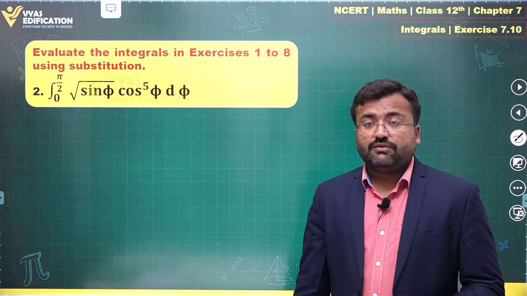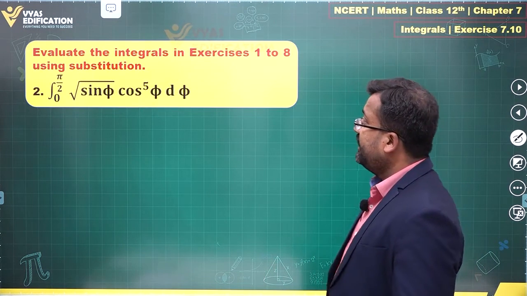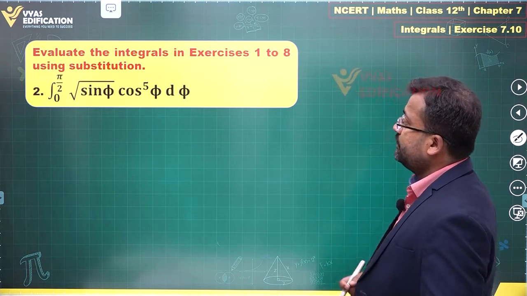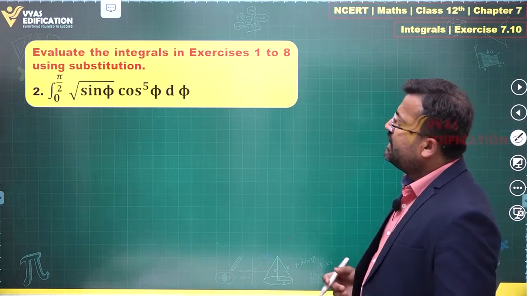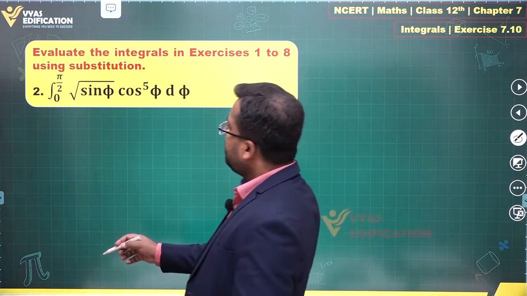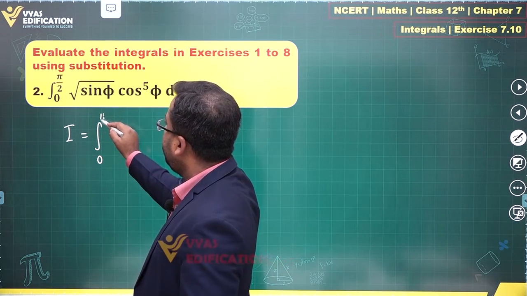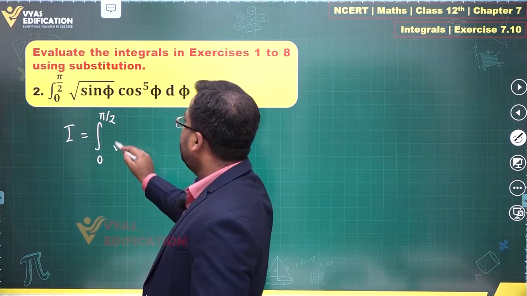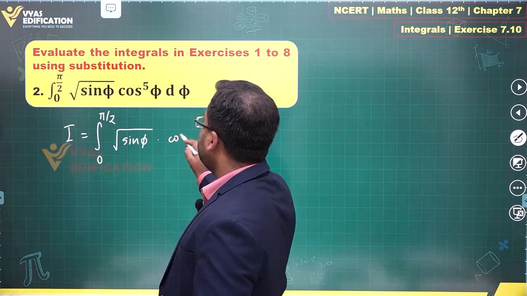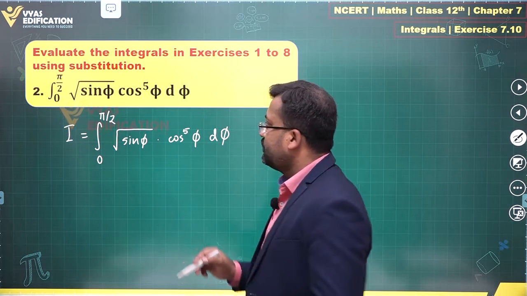In the second question, we have integral from 0 to pi by 2 under root of sine phi into cos power 5 phi. How do we attempt this question? Once again, we'll see some substitution over here somehow. So, I is equal to integral from 0 to pi by 2 under root of sine phi into cos power 5 phi d phi. This is the question.